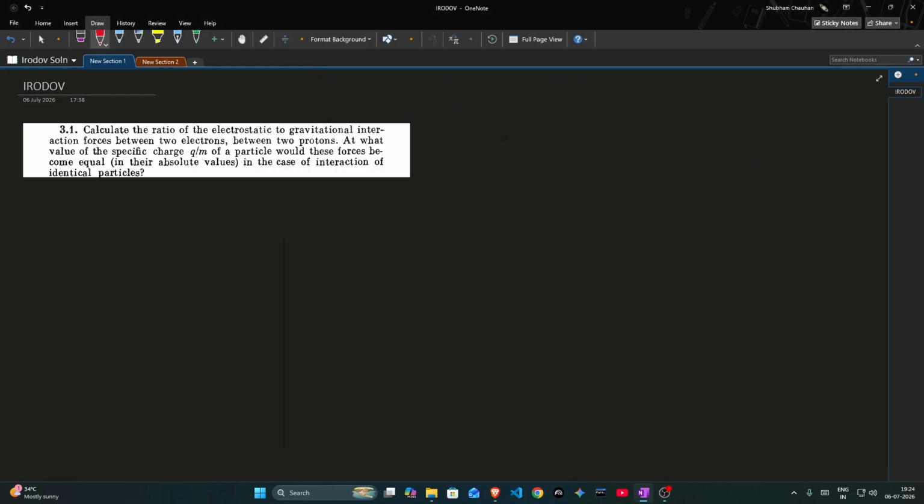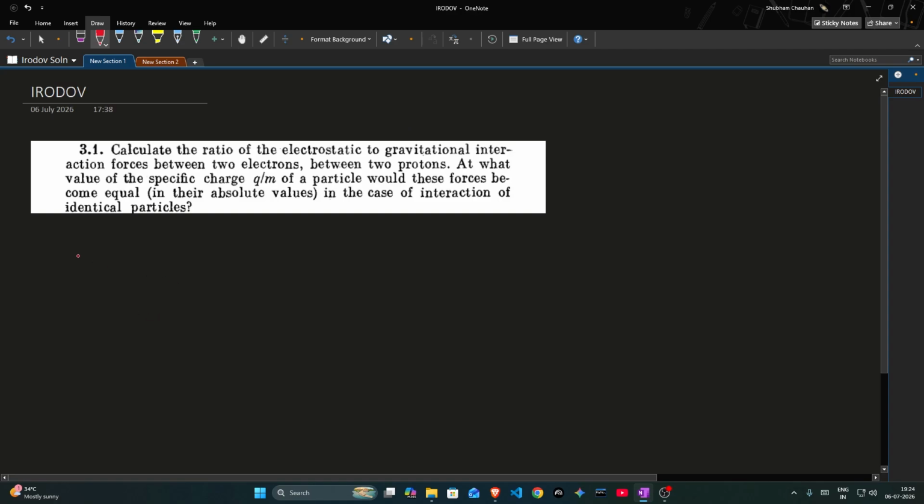Hello everyone. So today we are doing this first question of I.E. Irodov and it's of electrostatics. The question says calculate the ratio of the electrostatic to gravitational interaction forces between two electrons and two protons separately. At what value of specific charge q by m of a particle would these forces become equal in the case of interaction of identical particles?